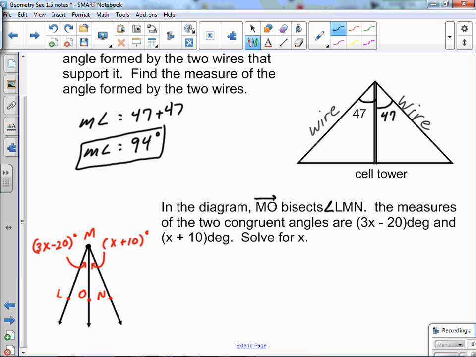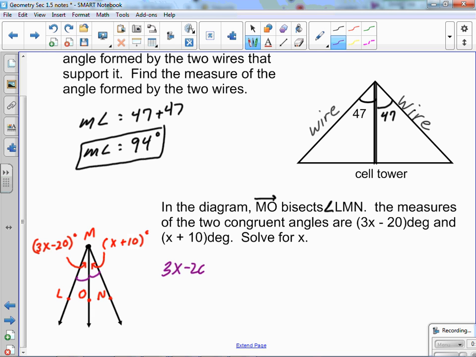All right, in the diagram, ray MO bisects angle LMN. So we have angle LMN here. Ray MO is a bisector. And the measures of the two congruent angles are 3x minus 20 and x plus 10. So this angle is given to us as 3x minus 20. The other angle over here given to us as x plus 10. But we know that those are congruent angles. That angle is congruent to that angle. Or in order to solve for the x here, since the two angles are congruent, their measures should be equal to each other.